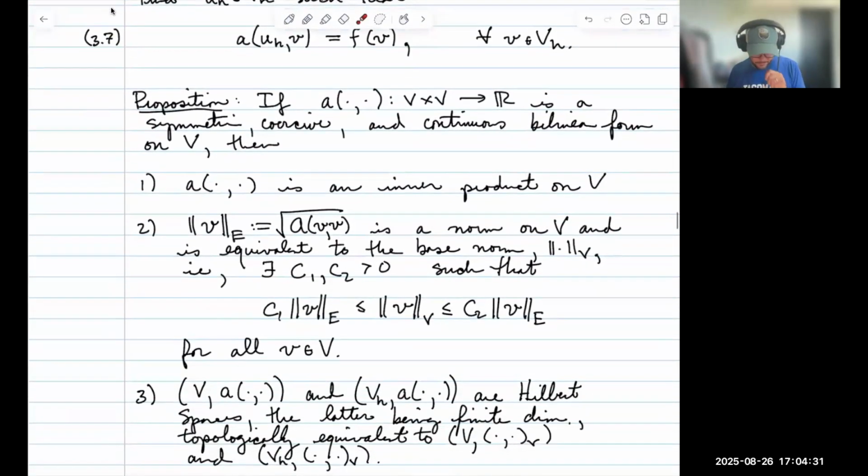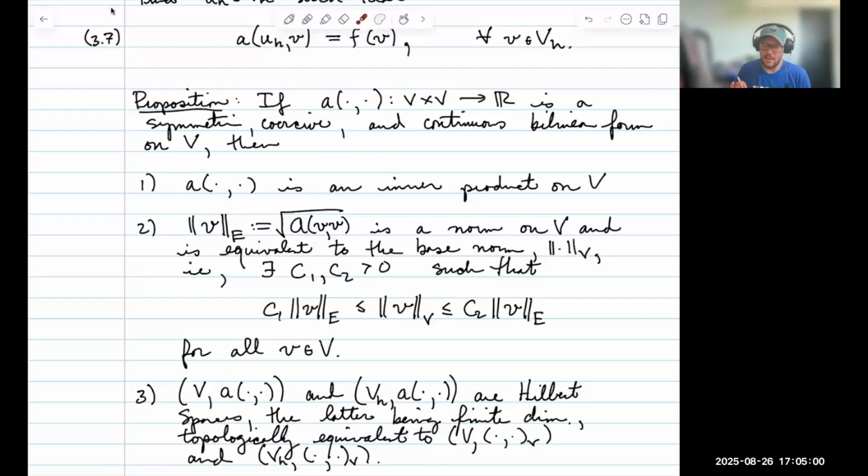Okay, so here's the proposition that I want to state, and its proof is kind of easy. If A is a symmetric, coercive, and continuous bilinear form on the Hilbert space V, then A is a bona fide inner product on V. And this is probably going to be different than the inner product that's already on V.